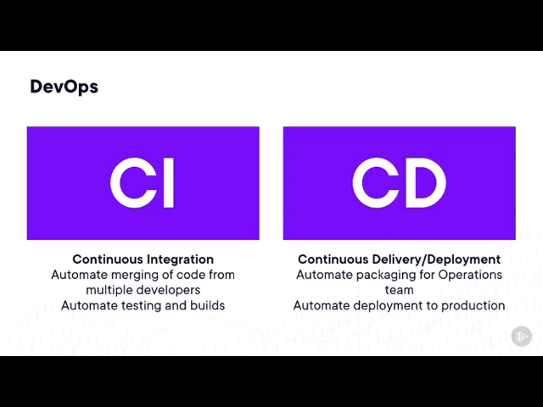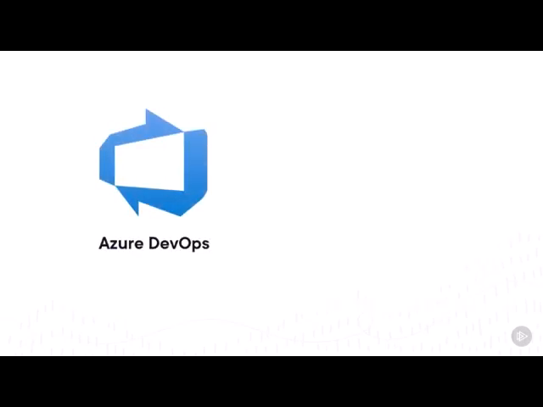Now let's talk about the tooling. Azure DevOps provides a set of tools for collaboration and automation. Azure Repos is for centralized source control of your code, using either Git version control or Team Foundation Server version control. Azure DevOps has Azure Boards for planning and tracking work, and Azure Pipelines, which is the build and release service that supports continuous integration and continuous delivery.